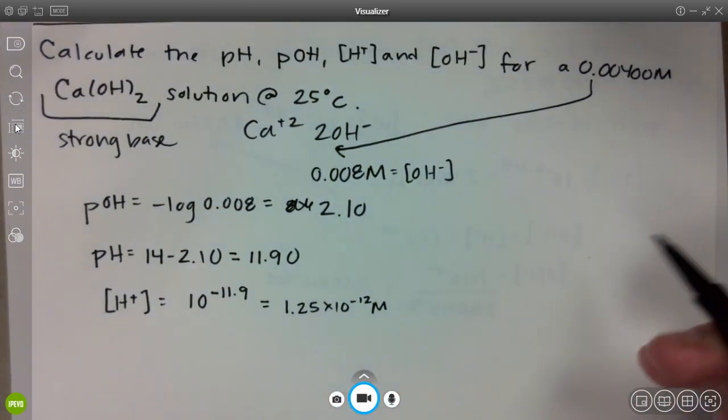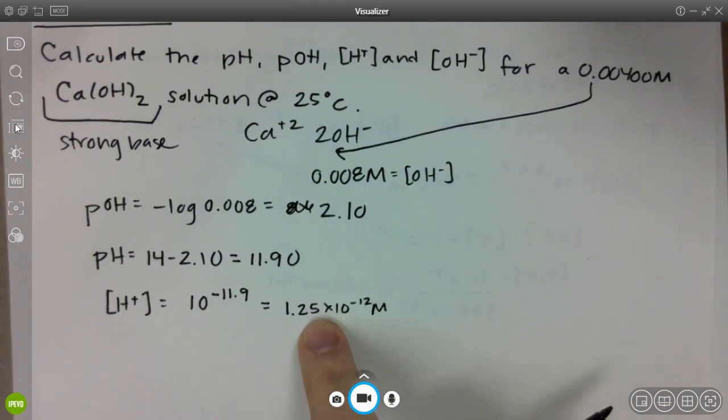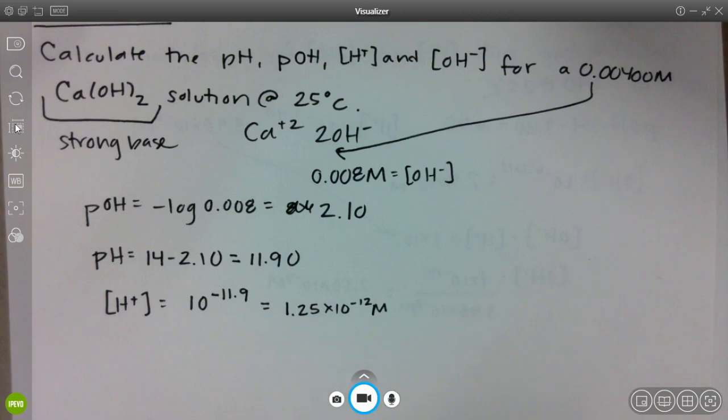So this is a basic solution. We've got a pH that's above 7, a pretty low H plus concentration, and a high OH minus concentration. So these equations are the fundamental pieces of what we will use when we get into calculating buffers and weak acids and weak bases.